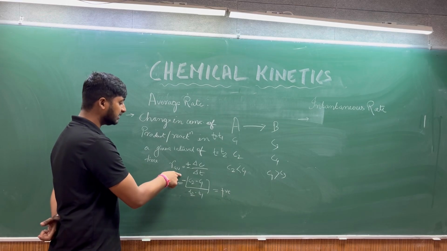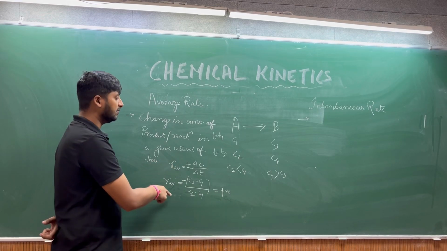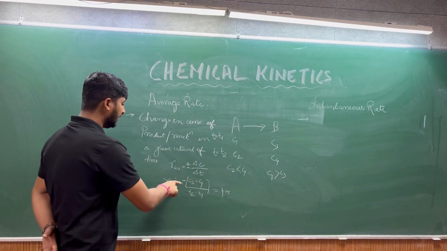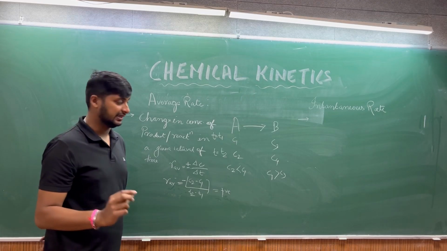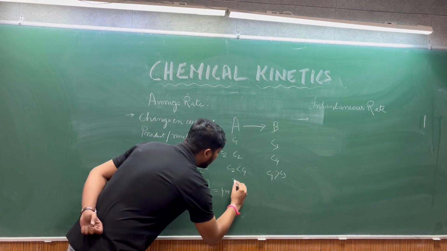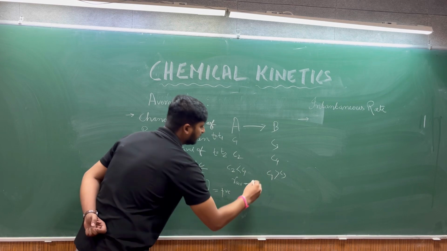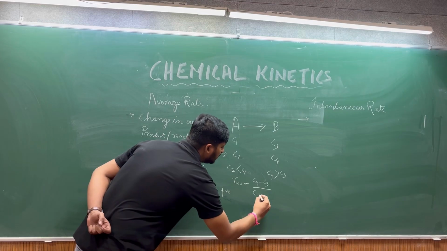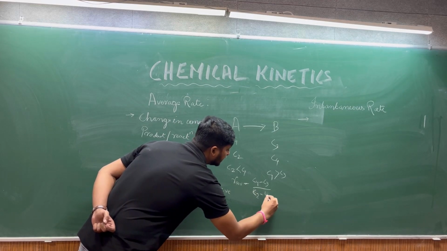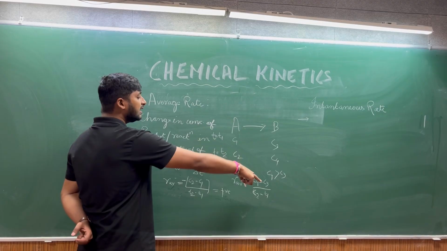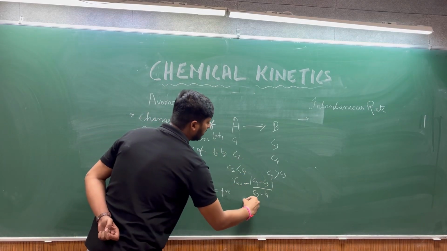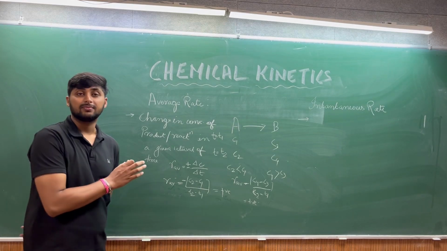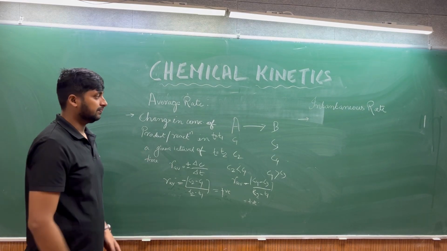And this negative sign is used in case of reactant, because the concentration of reactant decreases with time, and the negative sign indicates that the concentration is decreasing. Now if we write the average rate in terms of product, it will be C4 minus C3 divided by t2 minus t1. Since C4 is greater than C3, this quantity will be positive, as expected, because rate should always be positive. So this is basically the average rate of the reaction.